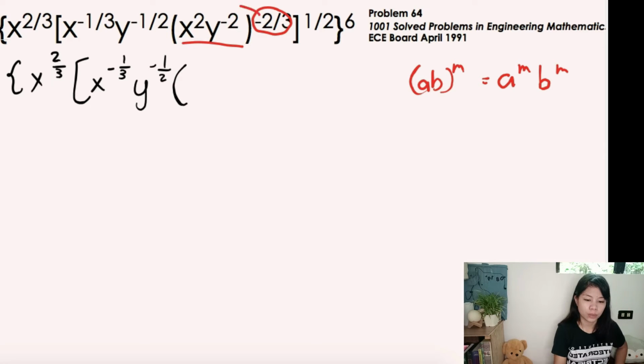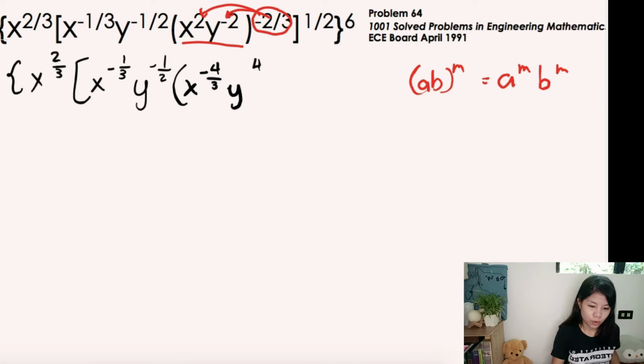So, we just have to multiply this. So, x raised to negative 2 over 3 times 2 will be negative 4 over 3 times y raised to negative 2 times negative 2 over 3. That will be 4 over 3. Yan. Raise daw sa 1/2. Then, erase daw siya sa 6.